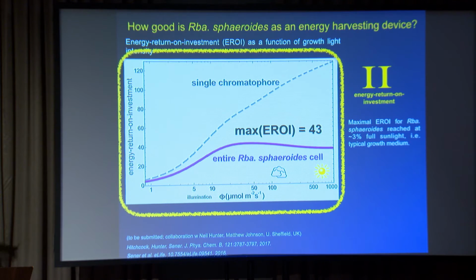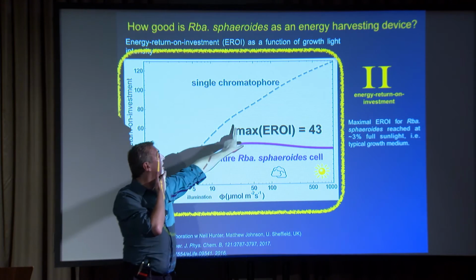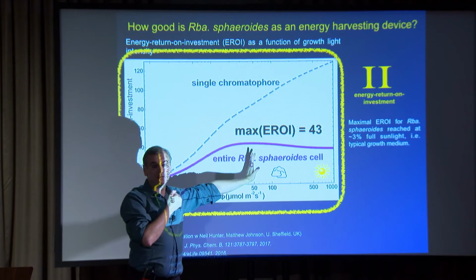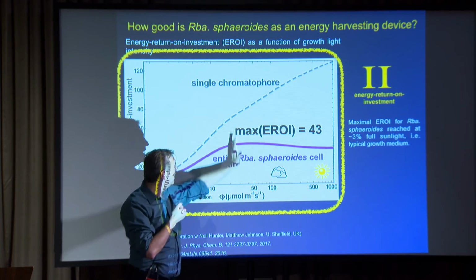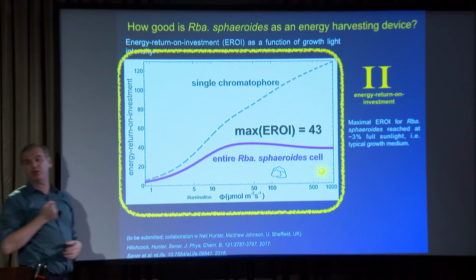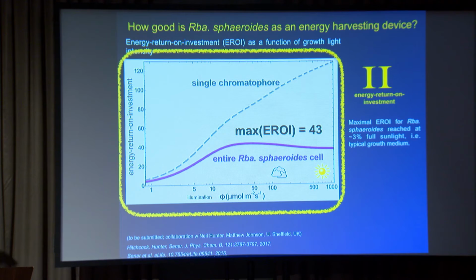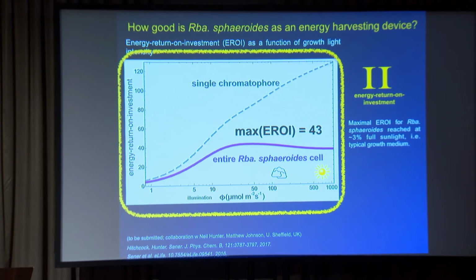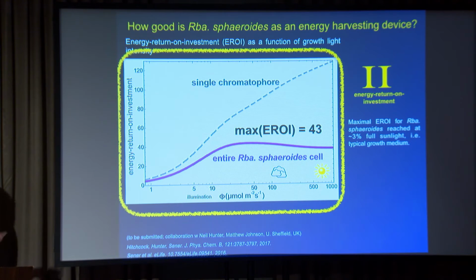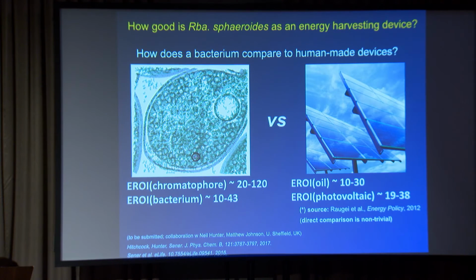So if I look at an entire cell, I see that my maximal energy return on investment actually sits about 3 to 5% of full sunlight intensity. This is not put by hand into the computation. This follows from the structural and functional description, and incidentally, it corresponds to where these bacteria actually prefer to live. So there's a quality control then of the model that I have presented.